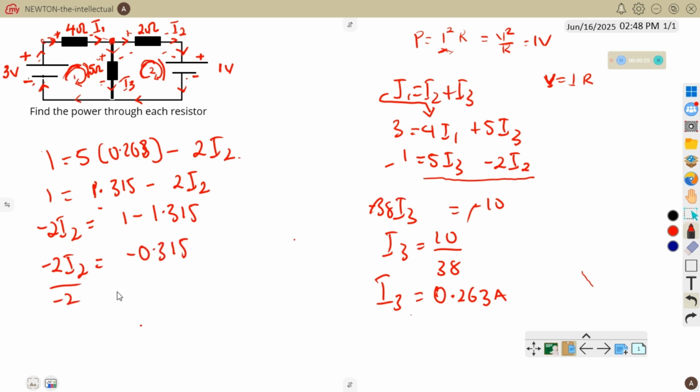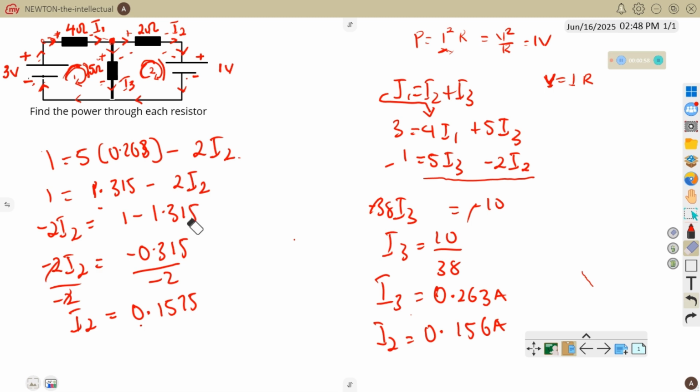Then we'll divide both sides by minus 2. The negative will cancel out. So we have I2 equal to 0.315 divided by 2, and that gives us 0.1575, which is approximately 0.16. So we have that, and then the next thing is to find our I1. Now we already have I2, so let me just put it here. So I2 is equal to 0.156 ampere.